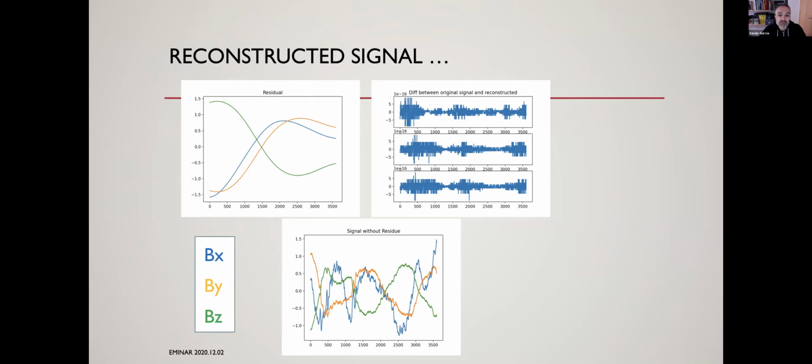We can reconstruct the signal if we simply add all these IMFs plus the residual. On the right, we have the difference between the signal and the reconstruction, and the difference is smaller than 1e-15, which is just numerical error. At the bottom, we have the signal without the residual, that is, without the trend, although for 3,600 points I don't know if you can see much of a trend. The residuals on the top left, for this short time series, we interpreted as a trend, although I wouldn't say it is a real trend.